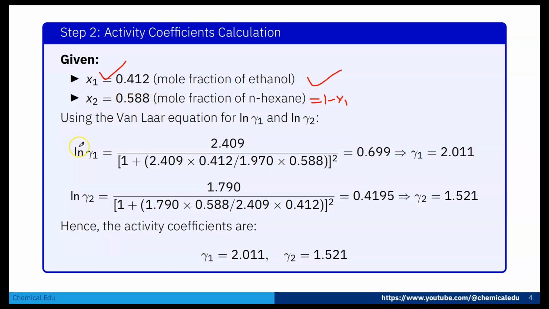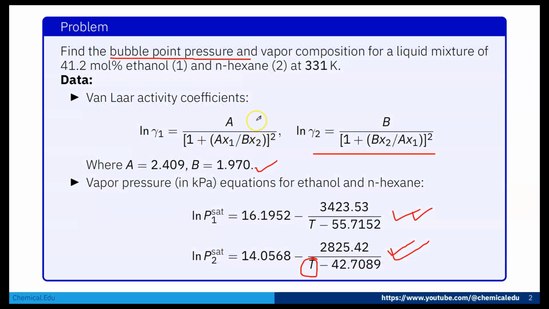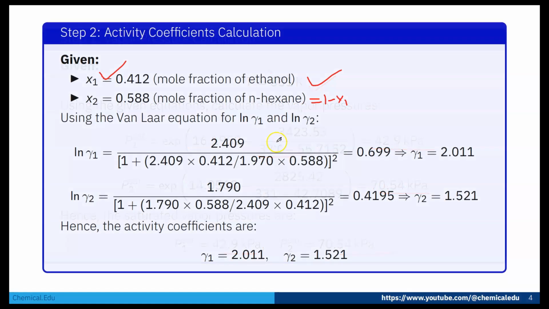Now from here we can easily calculate the activity coefficients, gamma 1 and gamma 2. So for ln gamma 1, the equation is already given. A and B are given, so we plug in x1, x2, and we can easily get ln gamma 1. If I plug in all these values, ln gamma 1 will be 0.699. From there we can easily calculate gamma 1, which is 2.011, and for ln gamma 2, in a similar way, plug in all these values, so gamma 2 will be 1.521. So gamma 1 is 2.011 and gamma 2 is 1.521.